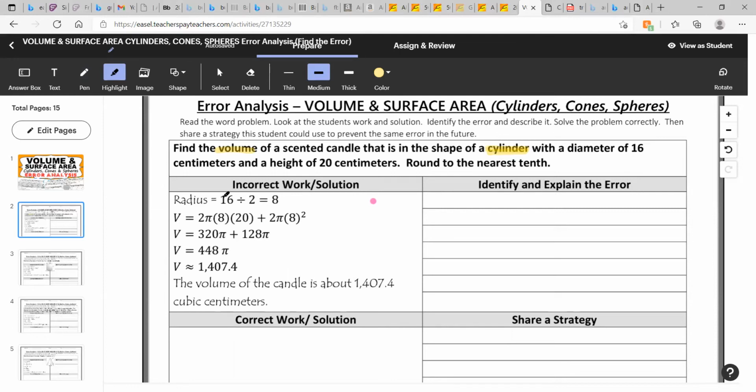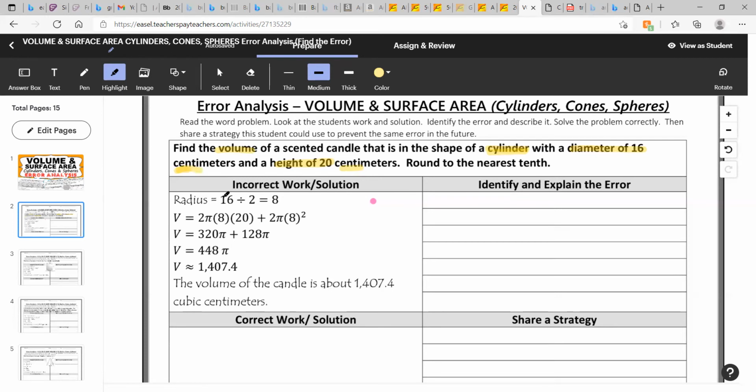In this video, we're going to try to find the volume of a candle that has the shape of a cylinder with a diameter of 16 centimeters and the height of 20 centimeters. So first of all, we're going to make sure the units are the same. Are the units the same? Yes, centimeters and centimeters.